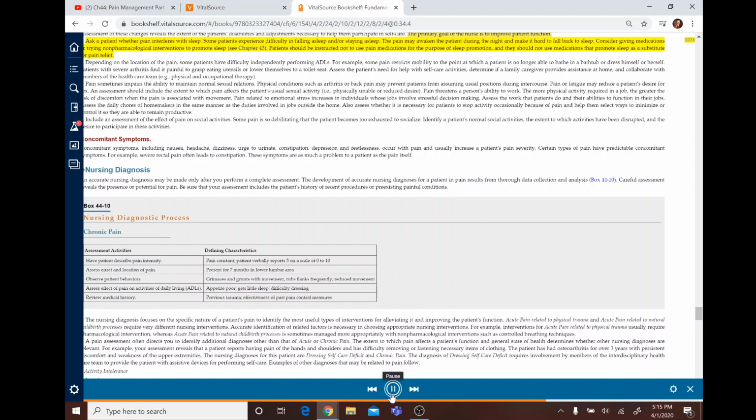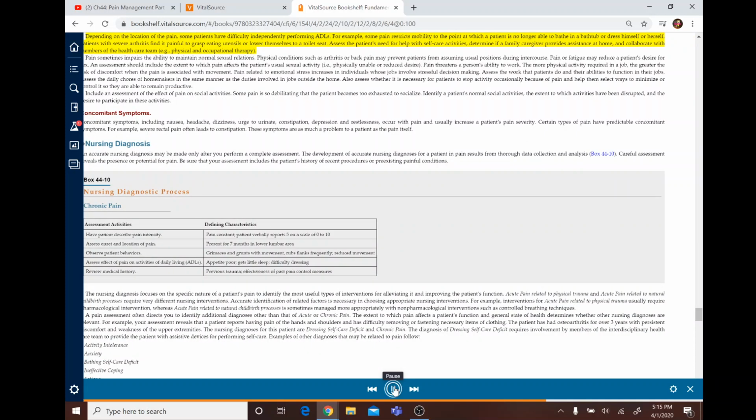Some patients experience difficulty in falling asleep and/or staying asleep. The pain may awaken the patient during the night and make it hard to fall back to sleep. Consider giving medications or trying non-pharmacological interventions to promote sleep. See Chapter 43. Patients should be instructed not to use pain medications for the purpose of sleep promotion, and they should not use medications that promote sleep as a substitute for pain relief.